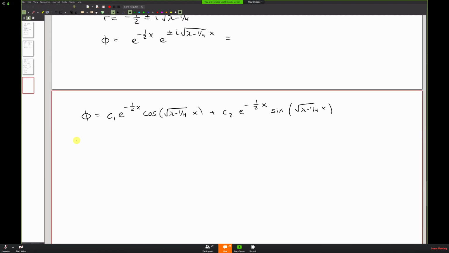Okay, and now we satisfy our boundary conditions. Phi of 0, sine of 0 is 0.